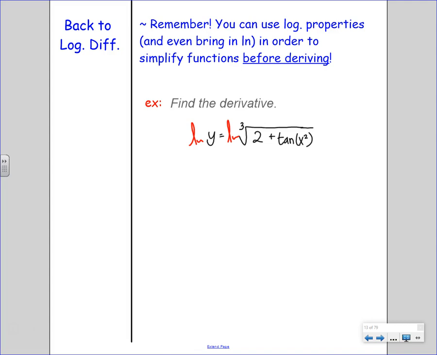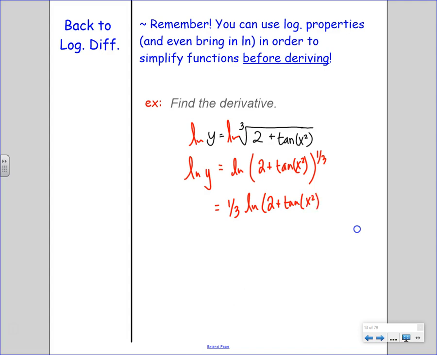It does work. But if we were to use ln, couldn't we rewrite this as u to the 1/3 power? And instead of having to think about u to the 1/3 being 1/3 u to the -2/3 times u prime, we could just bring the 1/3 down and have ln of u. Okay, ln of the other side.